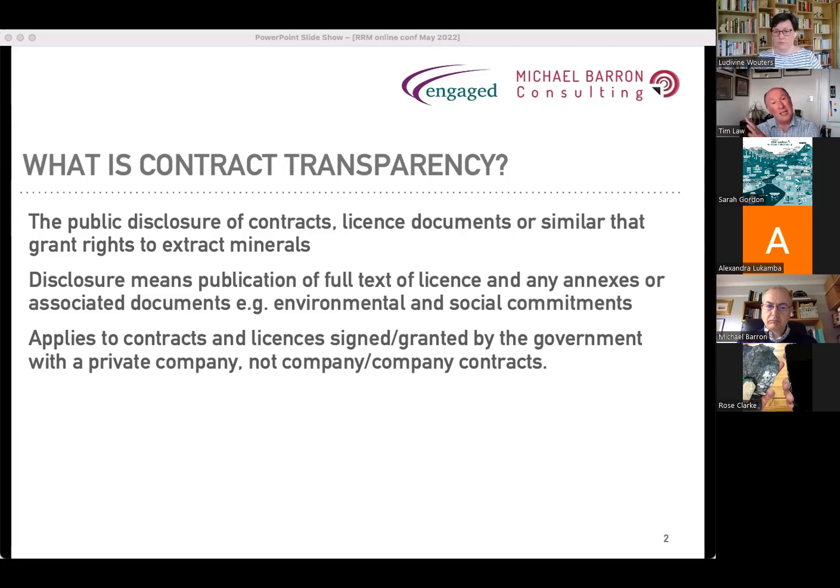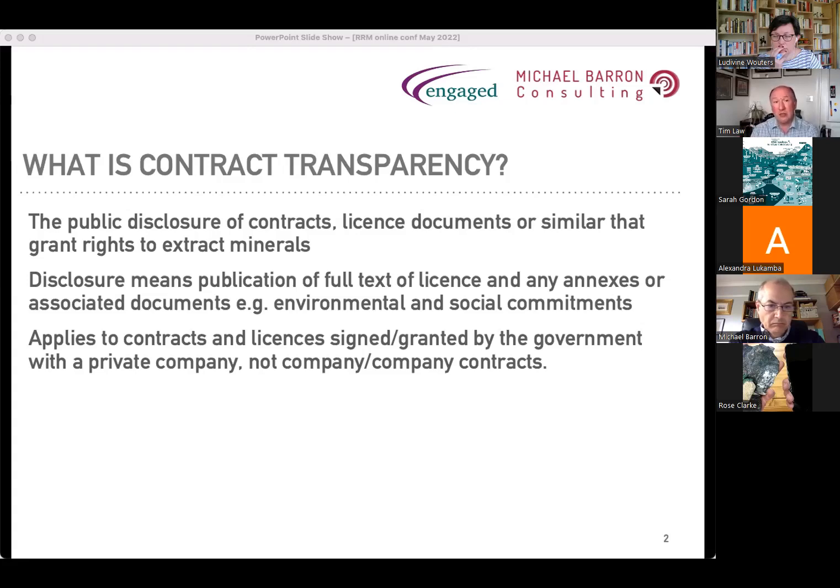And again, here we're not just talking about the head level agreement, the one that sets out which particular patch of ground the license applies to, which particular minerals it applies to, what the duration is and who the parties are, all of which is obviously very interesting and vital information. What we're looking at here is transparency in the whole suite of documents that support that license.